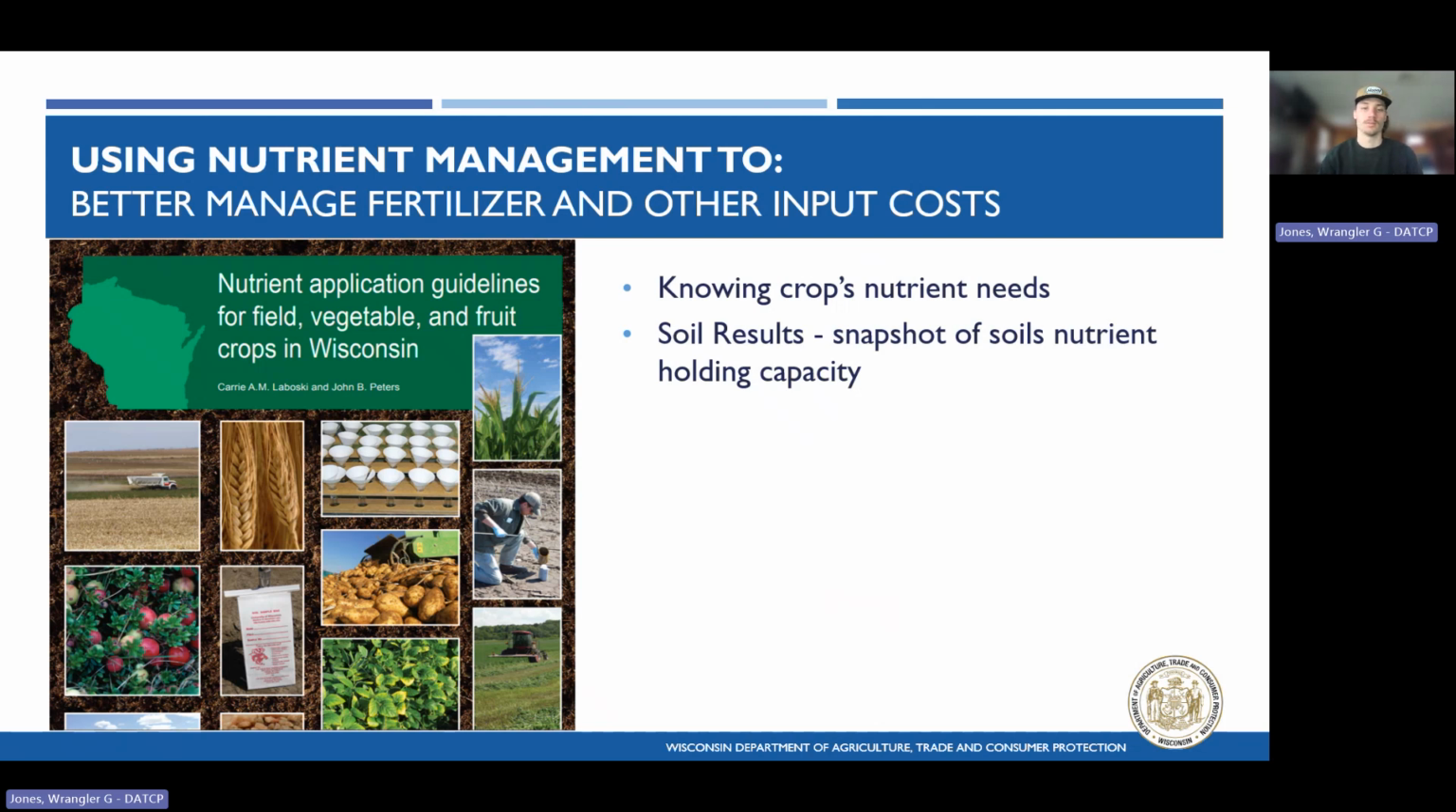And then along with that, we need to understand our soil sample results. A2809 is a UW publication that is our state guidelines for fertility and recommendations for our field and vegetable crops. And so this publication is going to help us to utilize our soil test results, which in turn is going to come up with fertilizer recommendations based on our remaining crop need.